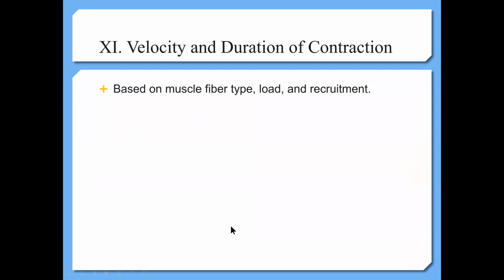Velocity and duration of contraction. We have different types of muscle fibers, okay? Guess what? There are some people that can do endurance things.